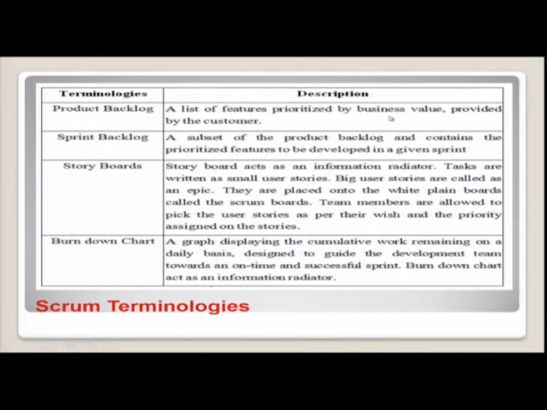Then next is about the terminologies that have been used in this Scrum framework. Product backlog. Product backlog is a list of features prioritized by business value provided by the customer. Then you have sprint backlog, a subset of the product backlog that contains the prioritized features to be developed in a given sprint.